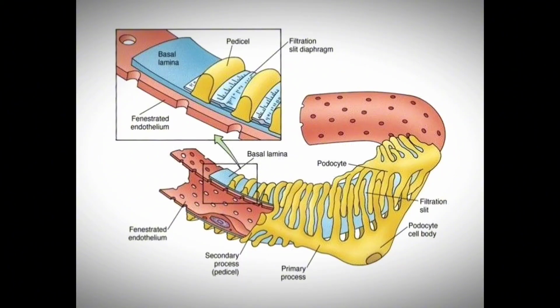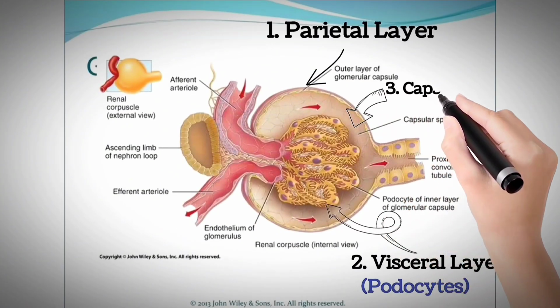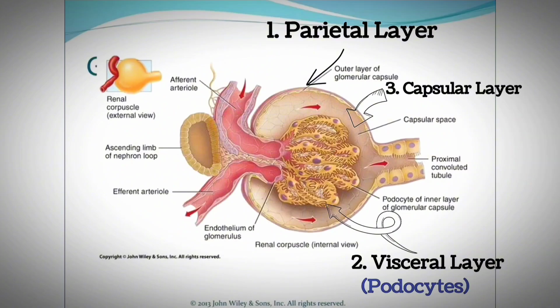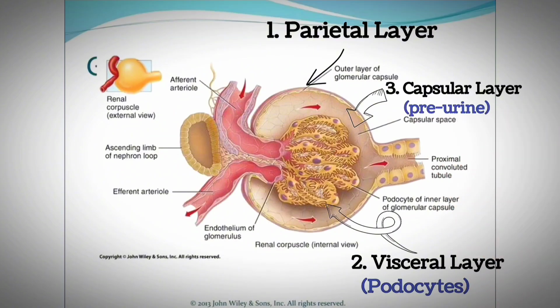It's one of the three layers of the glomerular filtration membrane. The third layer of the Bowman's capsule is the capsular space. It's the space in between the parietal and the visceral layer. It's where filtrate, or pre-urine, enters from the glomerular capillaries.